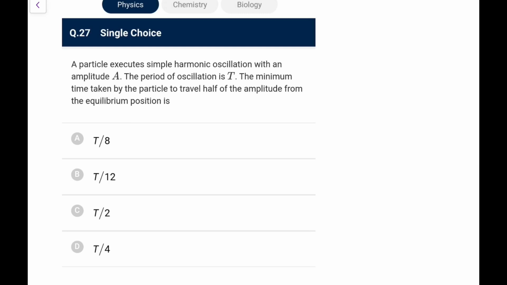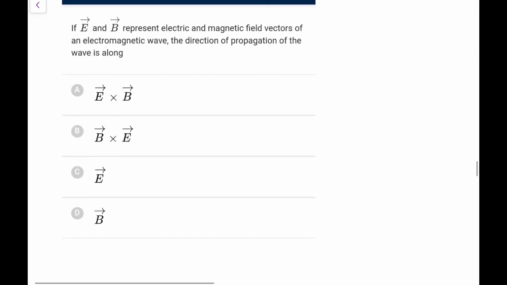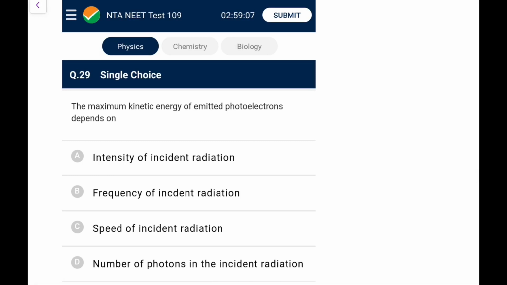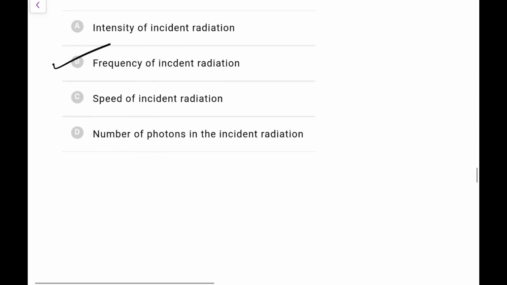The minimum time taken by the particle to travel half of the amplitude from the equilibrium position, we know, is equal to the 0 degree to 30 degree movement for A by 2, that would be T by 12. You directly know this is option B here, T by 12. Next one. If E and B represent electric and magnetic field vectors, the direction of propagation is given by E cross B. That's straightforward for you. The Kmax of emitted photoelectron depends on intensity? No, it depends on frequency.